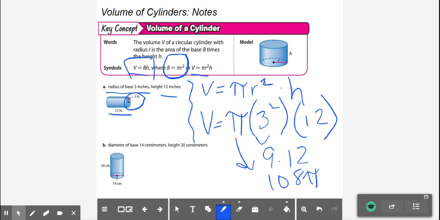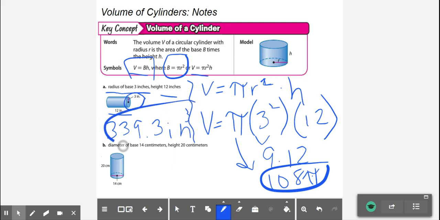Sometimes you can leave your answer like that. So it might be useful to be able to leave it like that, but I can also calculate that 108 times pi in my calculator, and it's about 339.3. So 339.3 inches cubed. Volume is always in cubic units.